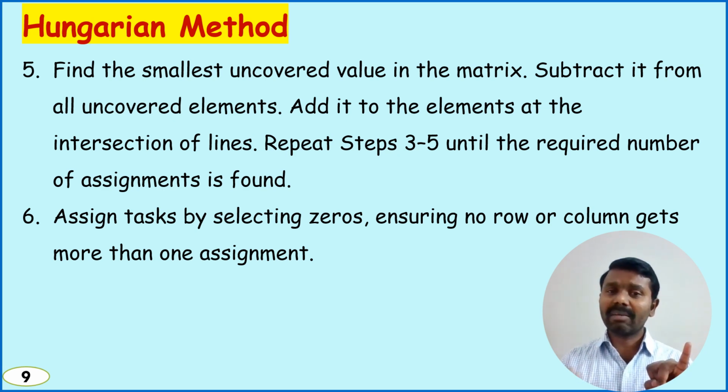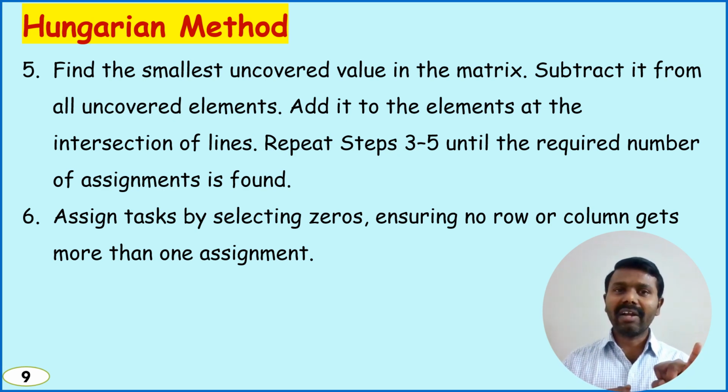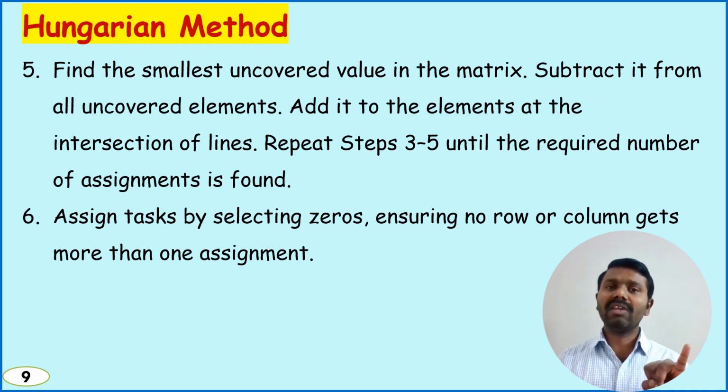Then you will get some extra zeros. When you get some extra zeros, then you will get extra lines. So that's the first thing you need to do in the fifth step.